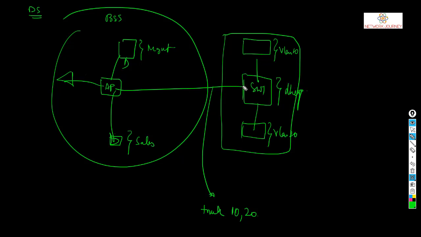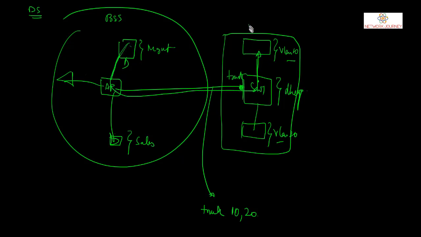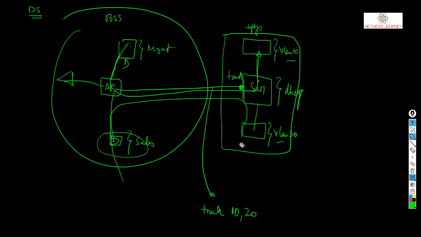In this case, I'll make use of a trunk. This trunk will support two VLANs, 10 and 20. So this management person can now access whatever file or TFTP server is here. Similarly, if this is a salesperson, he can access this particular server if he is trying to access something. So this collectively is called the DS.